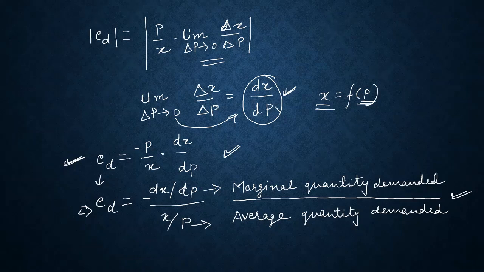So always remember these three formulas: the arithmetic form, the differential calculus form, and in the form of marginal and average quantity, we can calculate elasticity of demand. Numericals related to these concepts are in a different video. I'm also giving the link of this video, so please go and learn how we can solve numericals related to elasticity of demand.